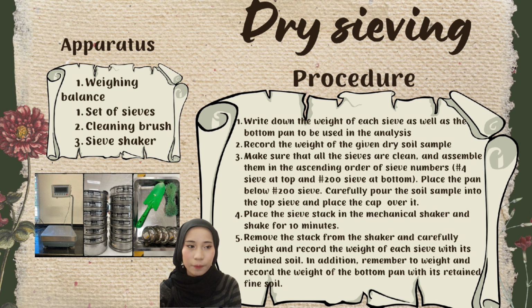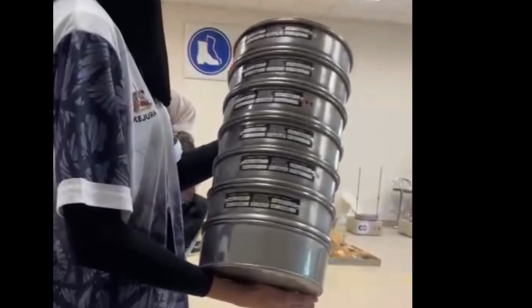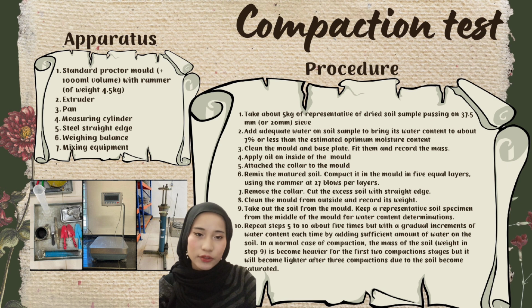The fourth one, place the sieve stack in the mechanical shaker and shake for 10 minutes. And lastly, remove the stack from the shaker and carefully weigh and record the weight of each sieve with its retained soil. In addition, remember to weigh and record the weight of the bottom pan with its retained fine soil.